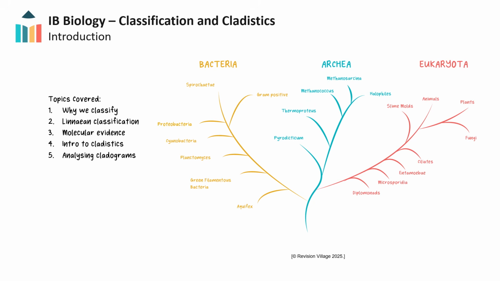In this video, we explore how biologists organize the immense diversity of life by looking first at why we classify and how the traditional Linnaean system groups species. We then connect this to modern molecular evidence, cladistics, and finally, we analyze cladograms to interpret patterns of relatedness. These key concepts are some of the most important topics covered in the IB biology syllabus.